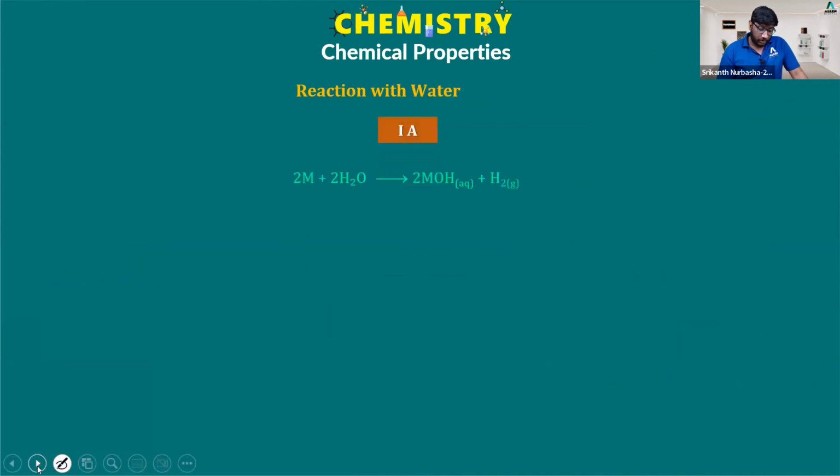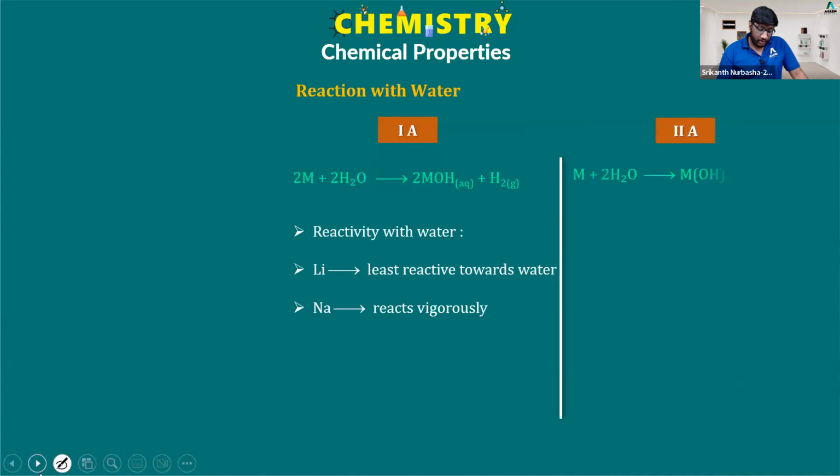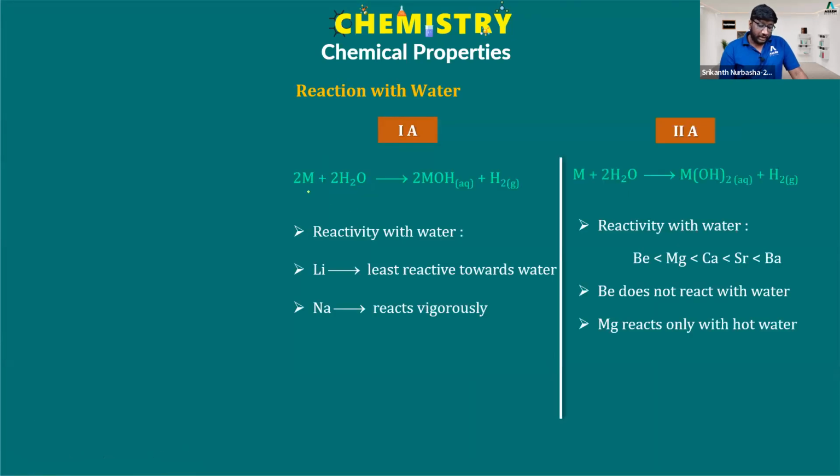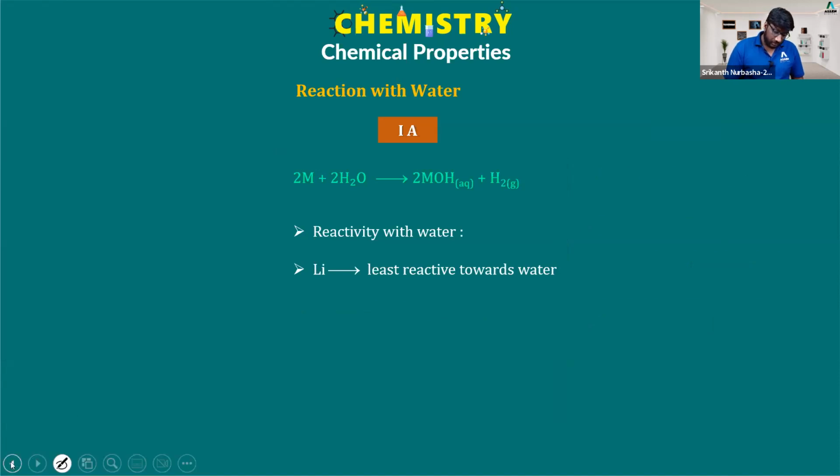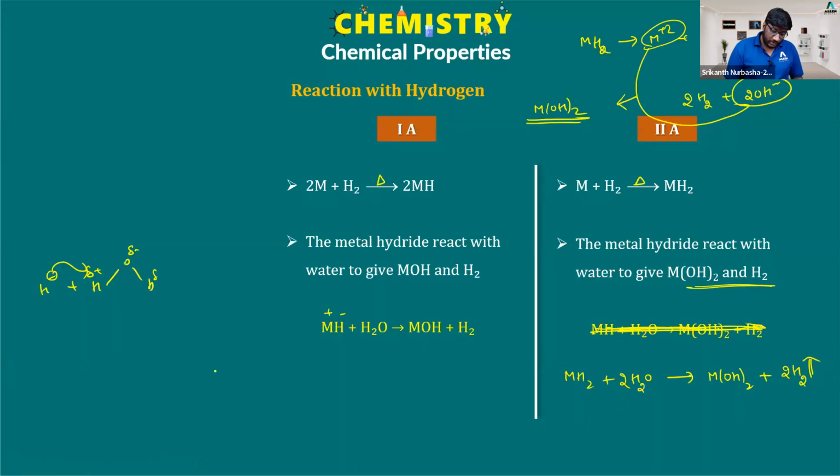Reaction with water: 1A elements as well as 2A elements react with hydrogen to form hydrides, and they react with water to form the respective hydroxides. The same reactions we have written earlier. Like metal hydrides reacting with water to form hydroxides, we have seen.